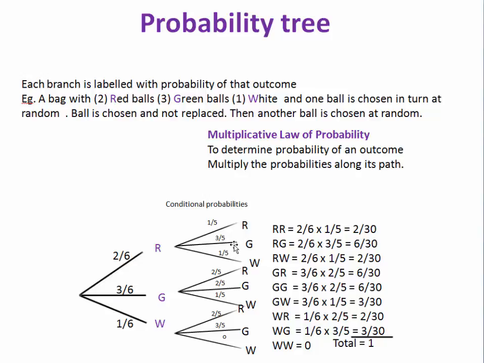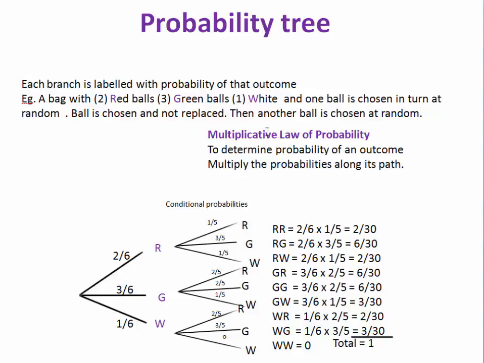Here at the green branch, we've taken 1 red out, but we haven't taken the green out, so the green remains as 3. And the total number, because we removed red, is 5. Okay, here we've still got one white ball, but the total number inside the bag is 5. And we go along.